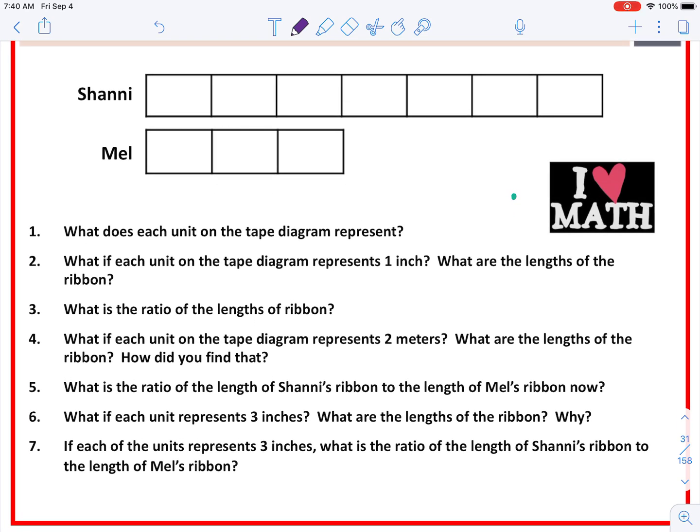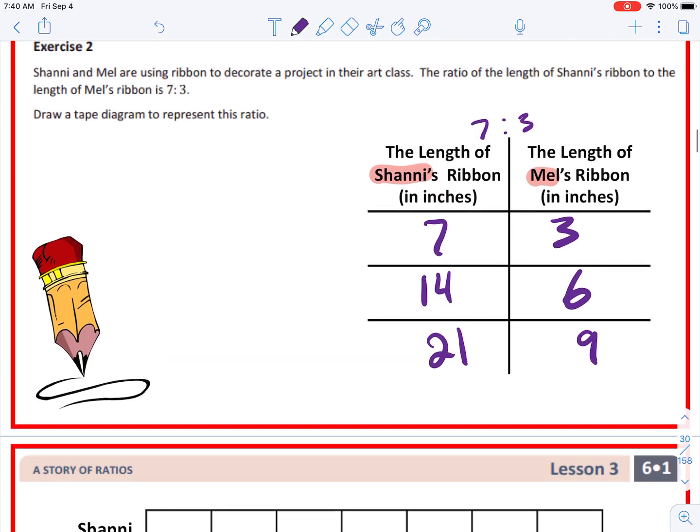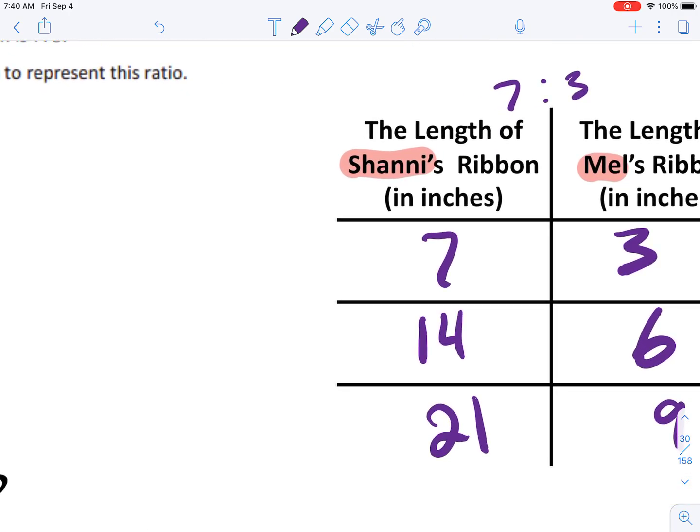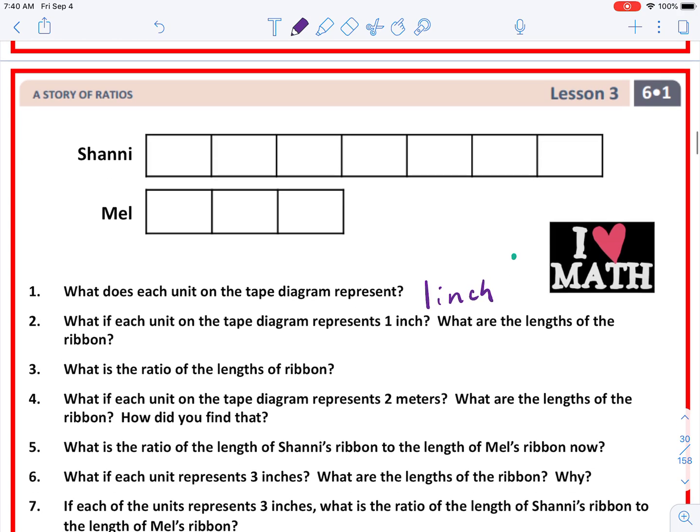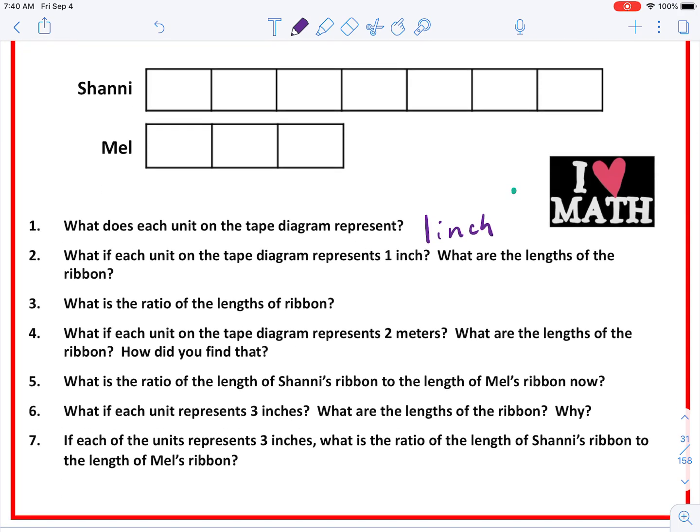So, looking at this, what does each unit on the tape diagram represent? We're looking at this table. It said Channy's length of ribbon in inches. So each unit represents 1 inch. Number 2 says, what if each unit on the tape diagram represents 1 inch? What are the lengths of the ribbon? Obviously 7 inches right now and 3 inches. What is the ratio? 7 to 3.